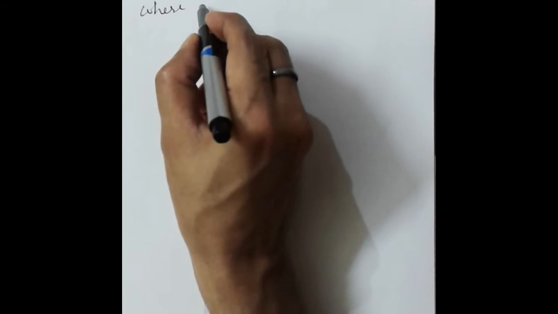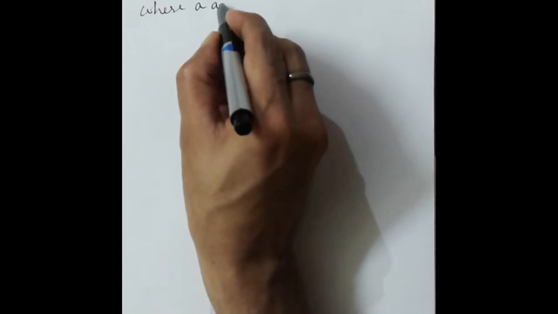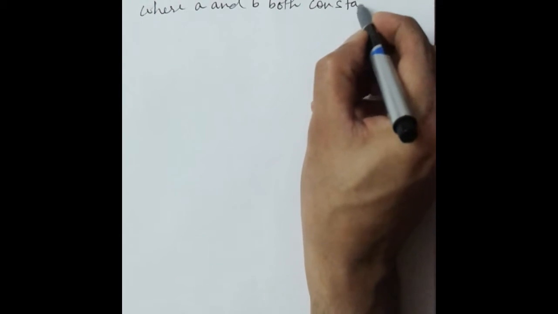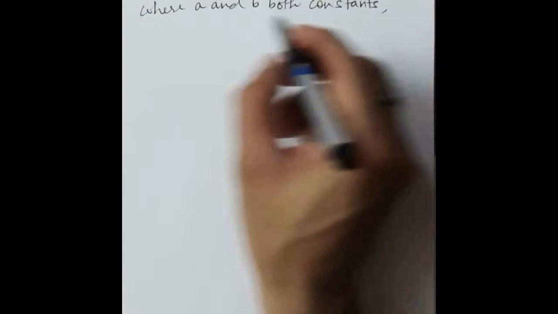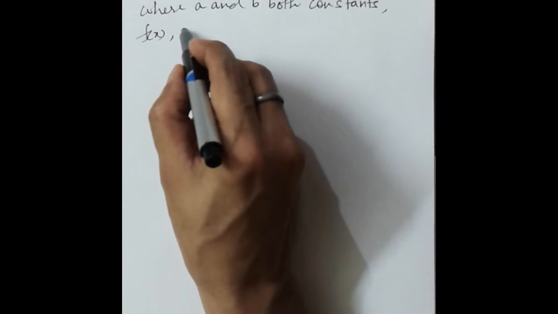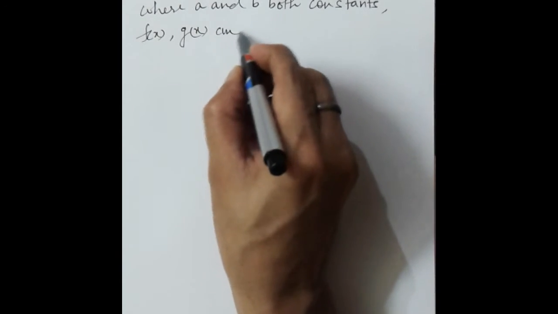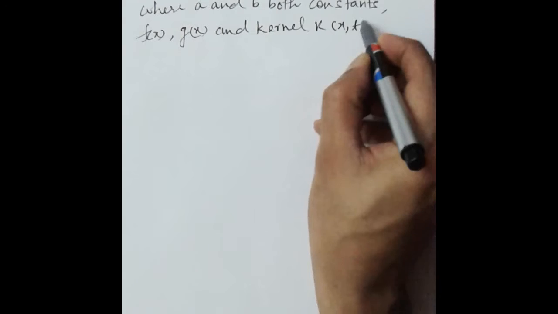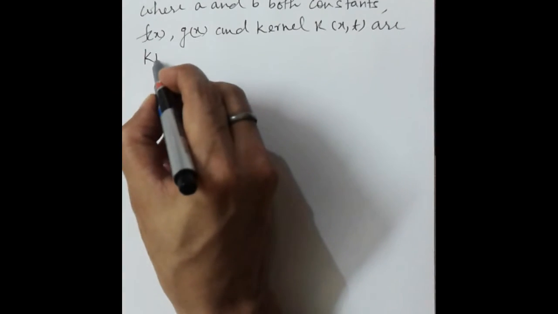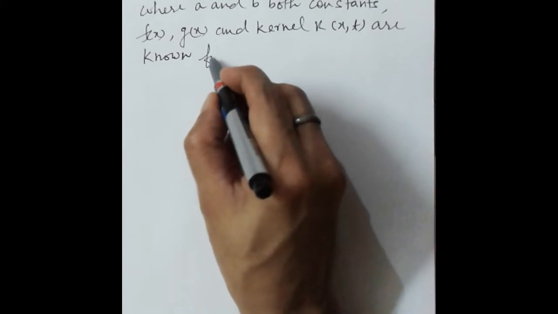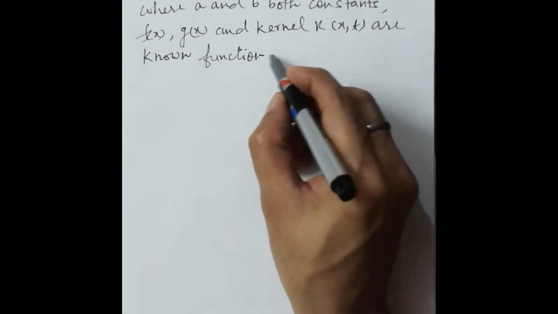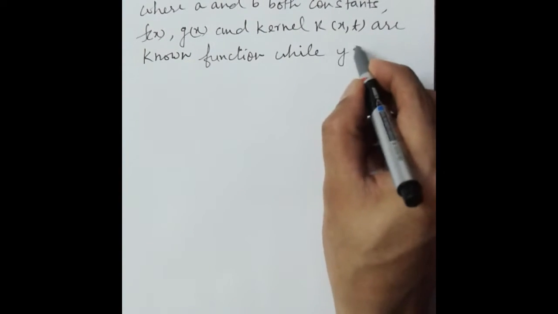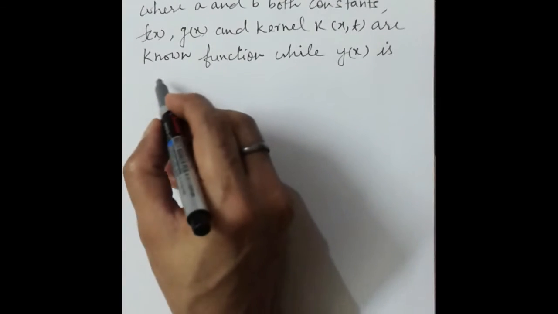where a and b are both constant, f(x), g(x) and kernel K(x,t) are known functions, while y(x) is unknown.